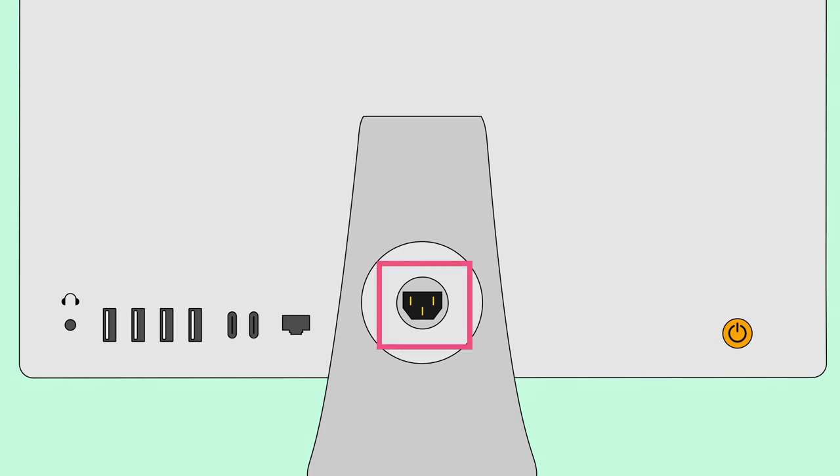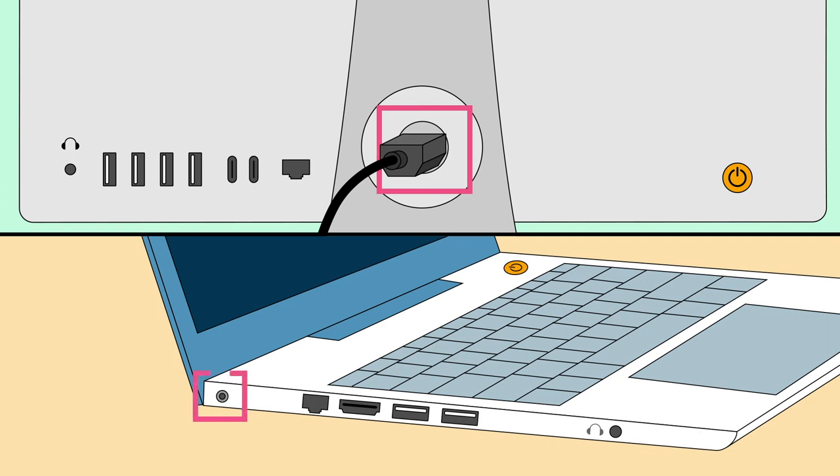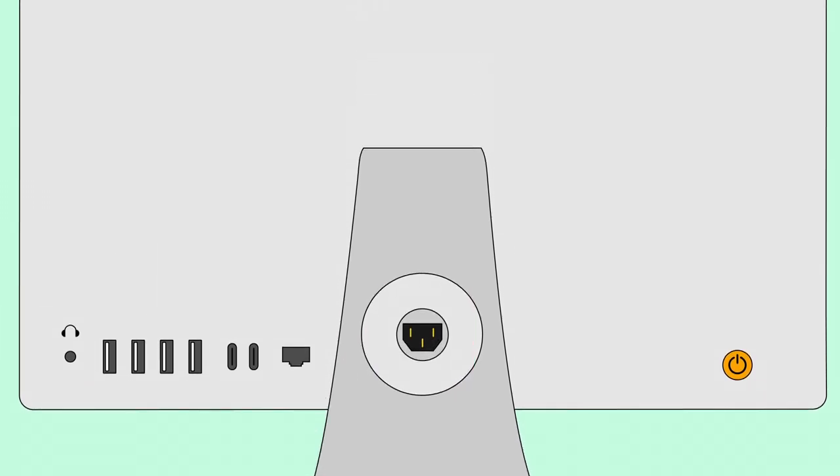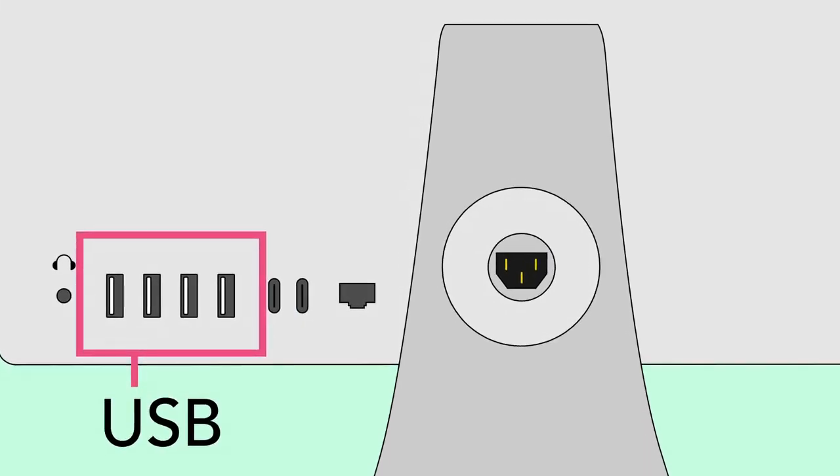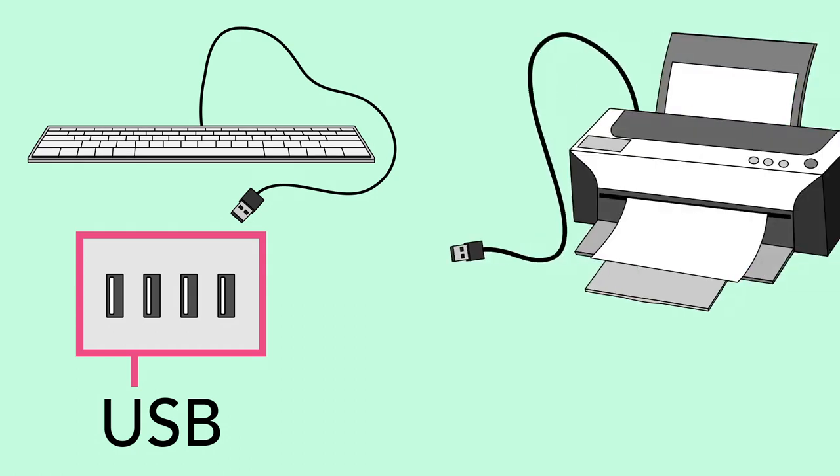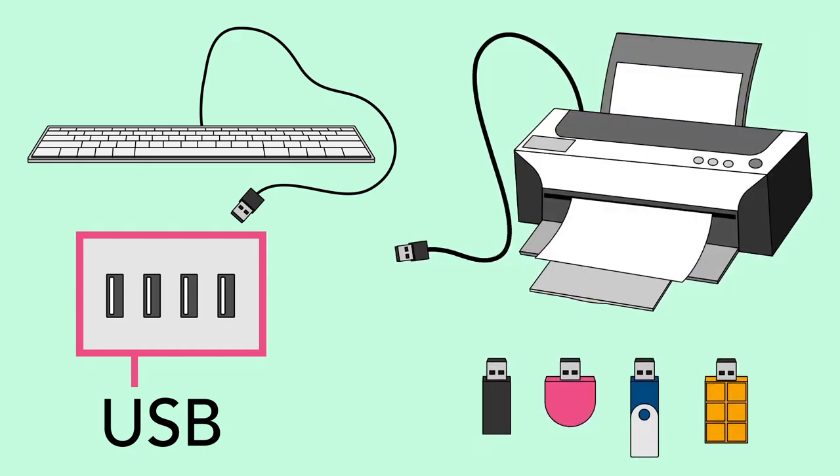The power socket is where you'll connect the power cord. If you have a laptop, you'll have a charging port instead. Most computers provide more than one USB port, so you can plug in any device you might need. Keyboards, printers, and USB drives are all common examples.